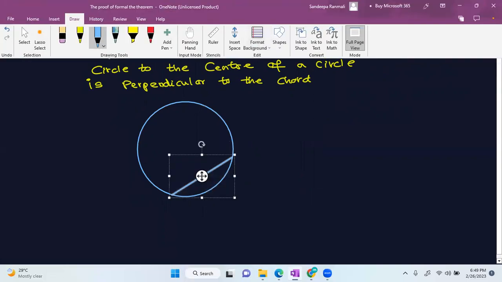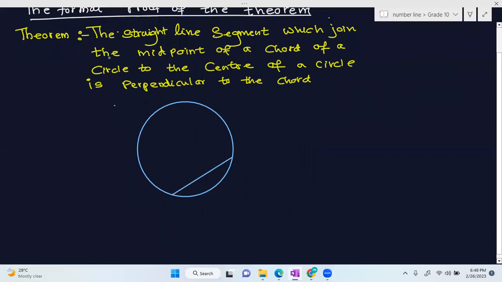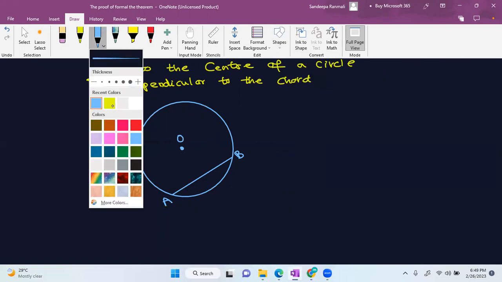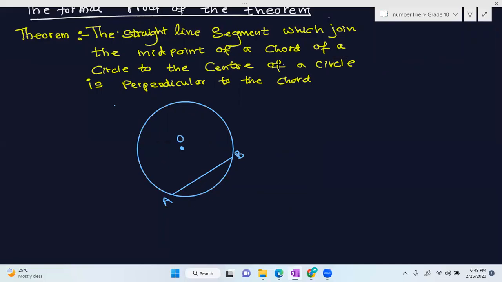When you draw the diagram, you have to remember the data. Okay. Now this is the center. I will name the center as O, and we can name the chord as AB. Then here I will draw the line joining the center and the midpoint of AB. This is the straight line segment which joins the midpoint and the center of the circle.